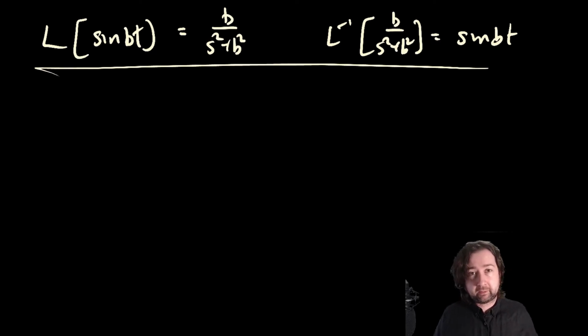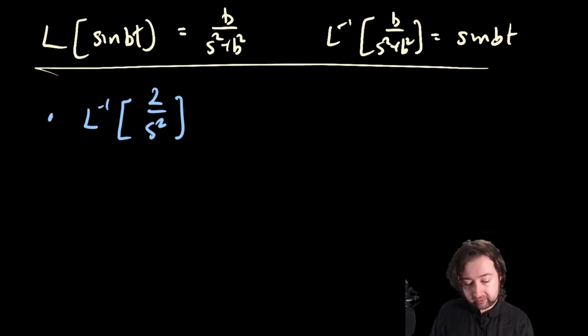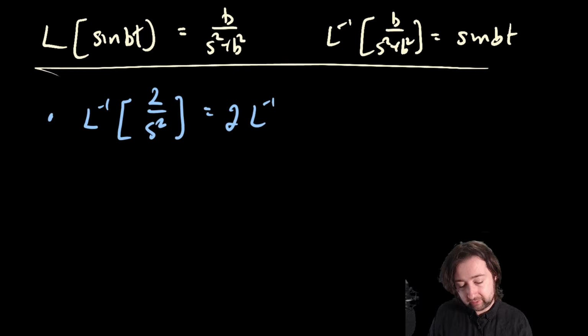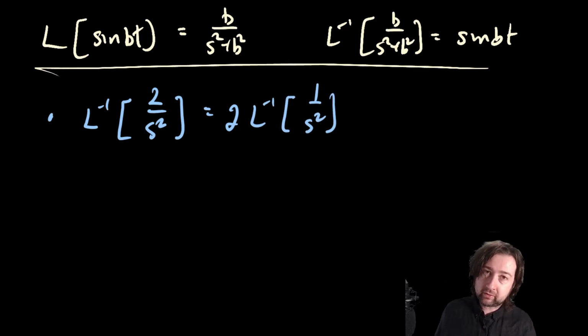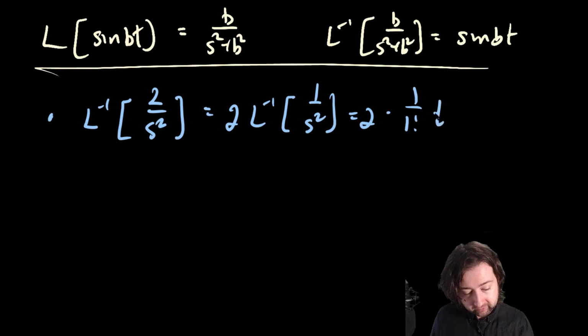And we're going to use the fact that the Laplace transform is linear to do that. So here's example 1. Let's compute the inverse Laplace transform of 2 over s squared. Linearity says that this is equal to 2 times the inverse Laplace transform of 1 over s squared. But I know what the inverse Laplace transform of 1 over s squared is. It's 1 over 1 factorial times t to the first, which is 2t.